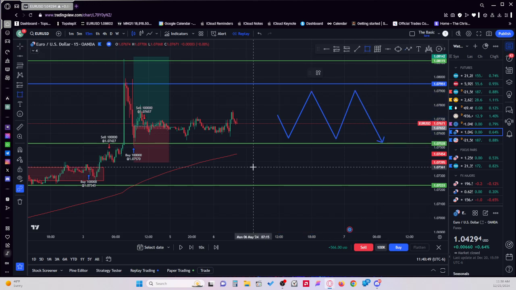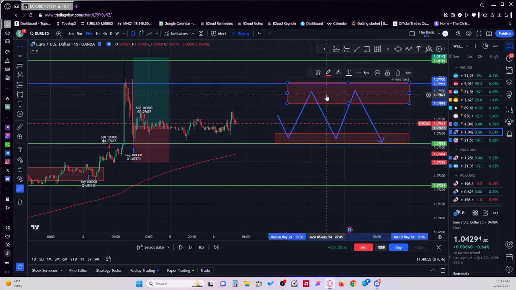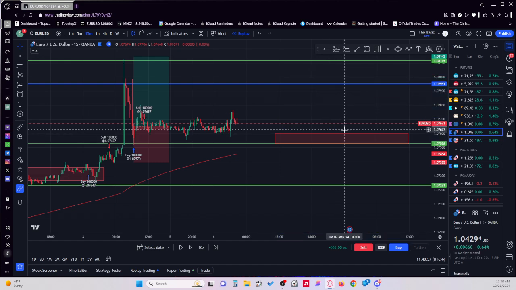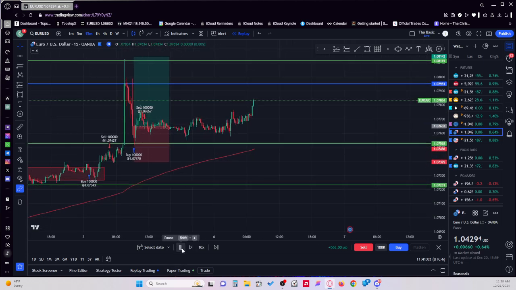You just want to trade these areas. If you want to trade consolidated markets, you just want to trade the highs and lows. People kind of get stuck trading in the middle, and you don't want to do that at all. So let's keep it going. Let's go one more trade.